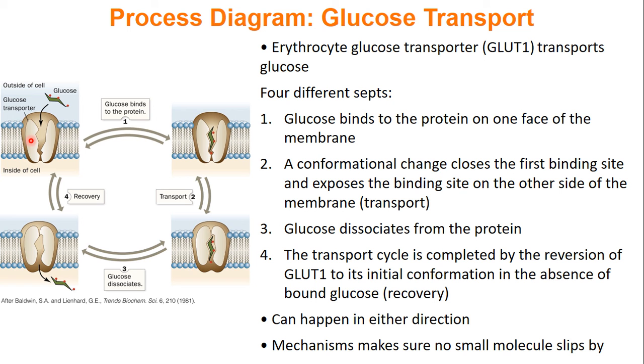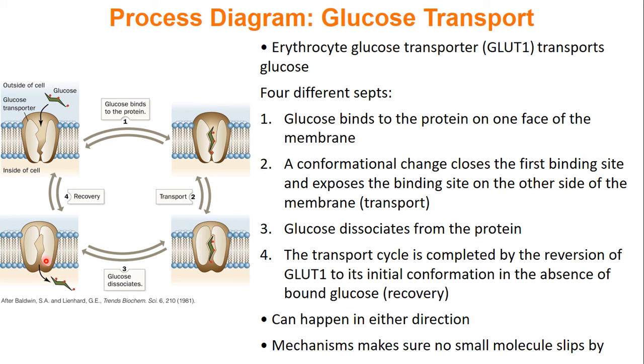1, glucose will bind to the outside of the cell. When glucose binds to the outside of the cell, there's a conformational change. Originally the outside was open, but now the outside pore is closed, and the pore is now open to the inside of the cell. Glucose will let go of the pore and go inside the cell.